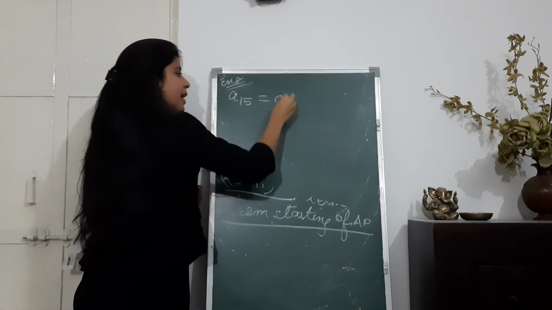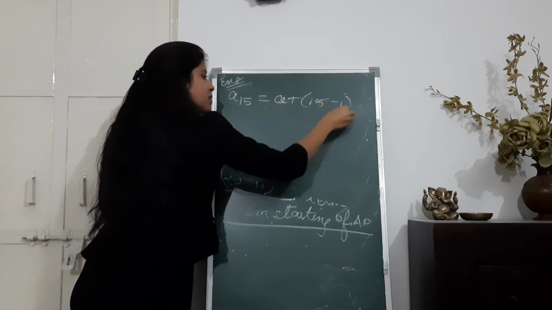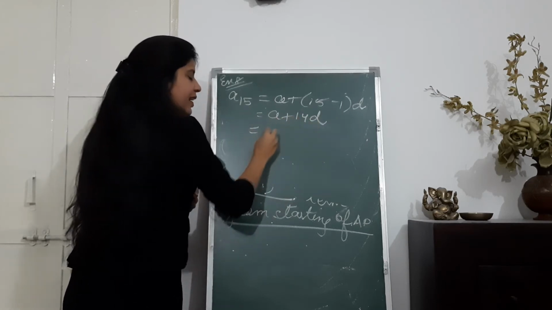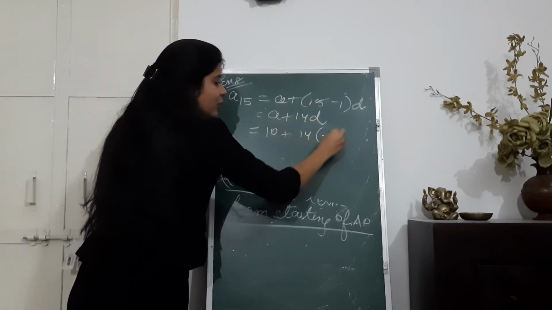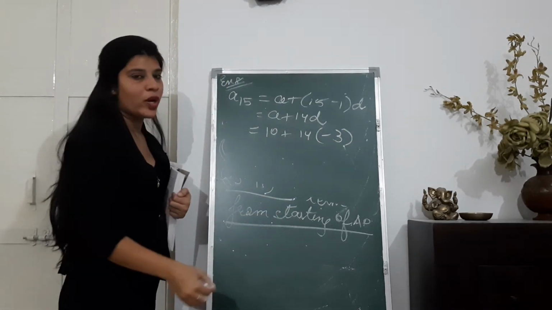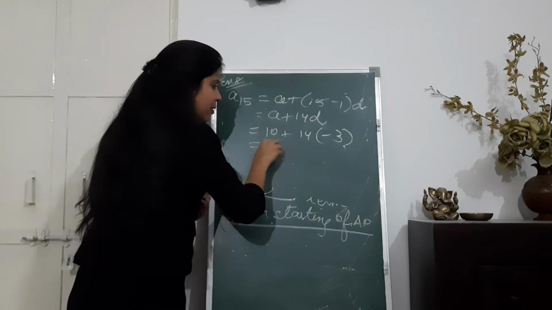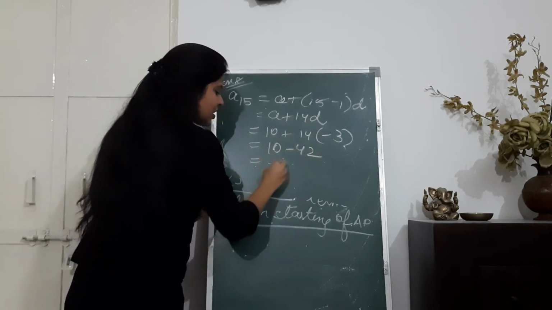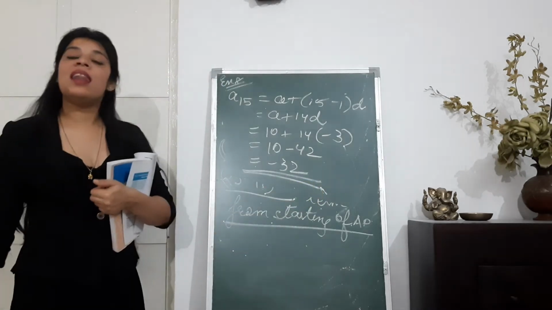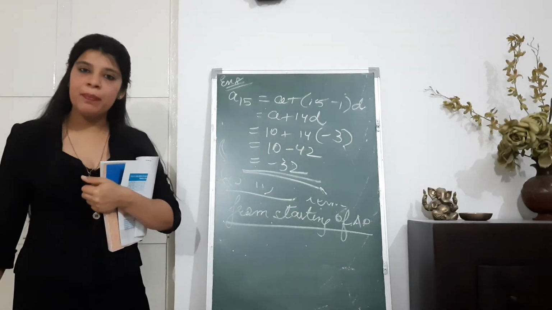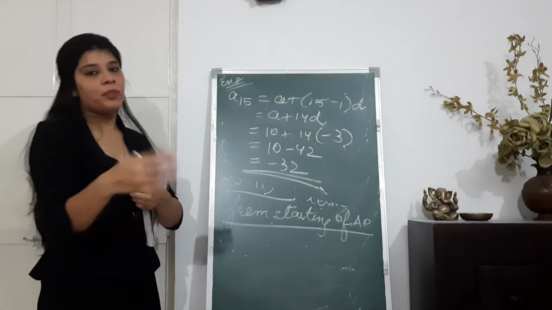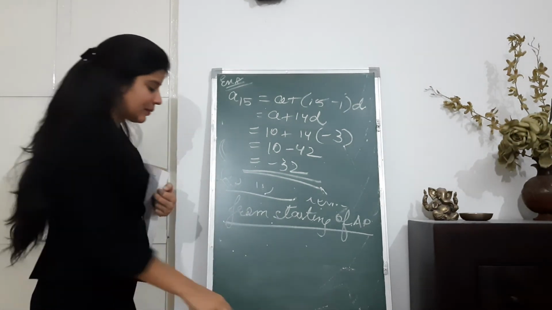A15 will be 8 plus 15 minus 1 into D, which is 8 plus 14D. What is A? A is 10. 14 into minus 3, right? And 14 3s is what? 42. So it's 10 minus 42, which is minus 32. So minus 32 is your 11th last term of this AP, or 15th term from the starting of this series.